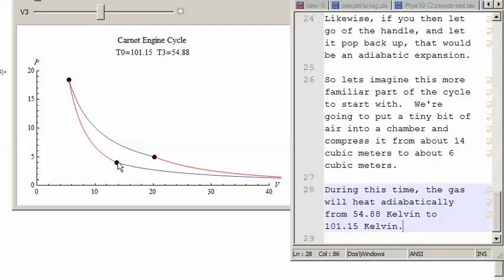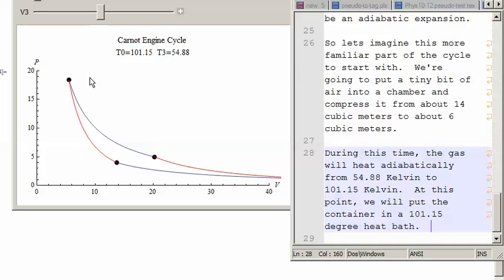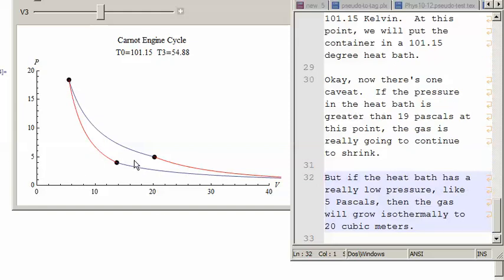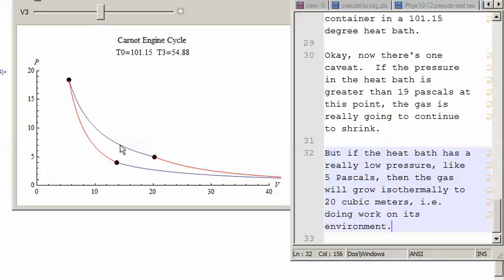During this time, the gas will heat adiabatically from 54.88 Kelvin to 101.15 Kelvin. At this point, we will put the container in a 101.15 degree heat bath. Okay, now there's one caveat. If the heat bath is greater than 19 pascals at this point, the gas is really going to continue to shrink. But if the heat bath has a really low pressure, like 5 pascals, then the gas will grow isothermally to 20 cubic meters, i.e. doing work on its environment.